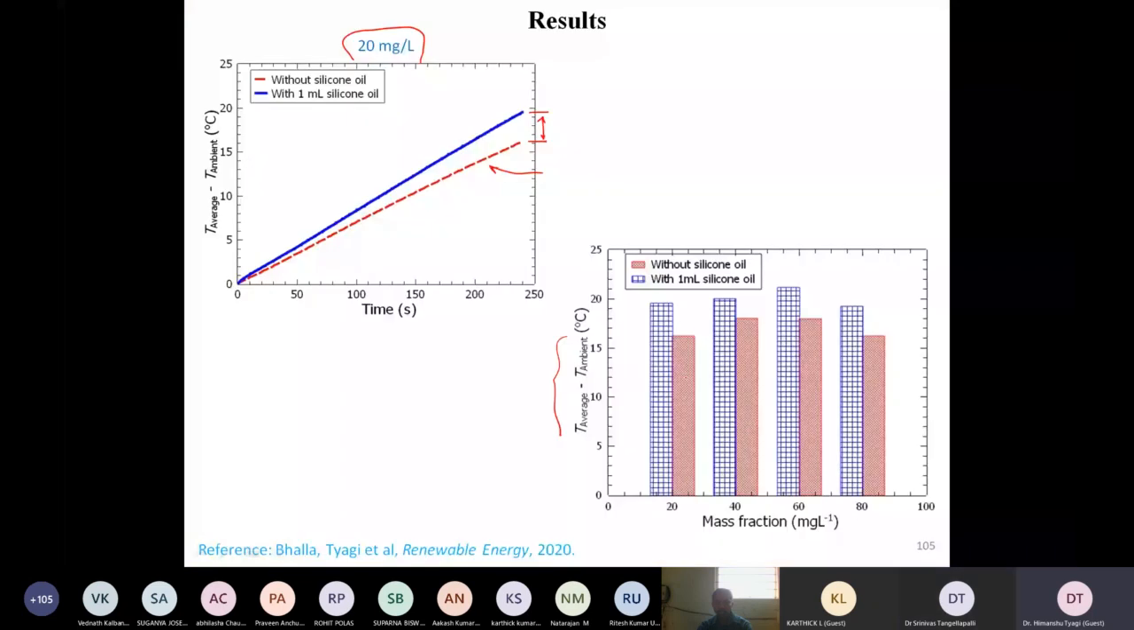Sir, excuse me, sir. Good afternoon. It is a very interesting topic and a very nice presentation by you. Thank you, sir. I have one question about the temperature rise with the addition of silicon oil. Is this a numerical calculation or experimental data? This is an experimental result.